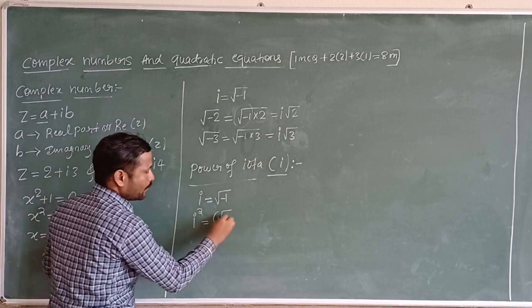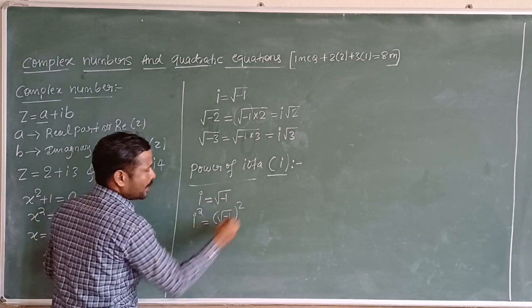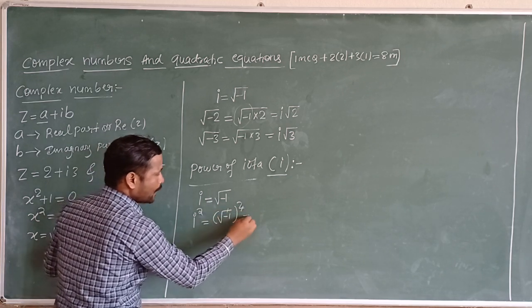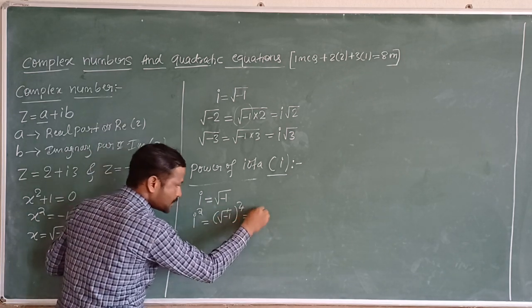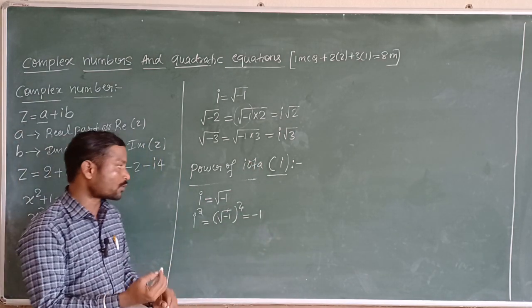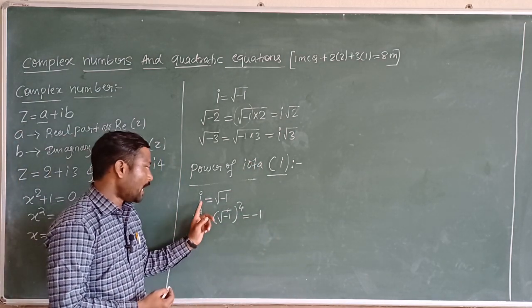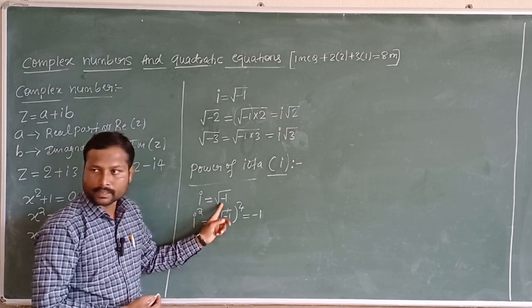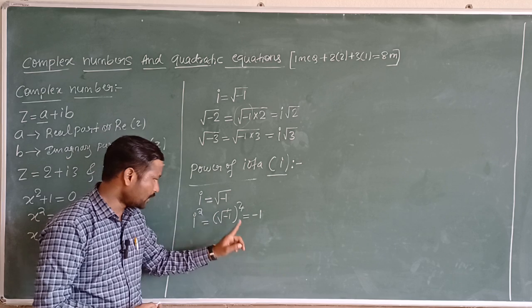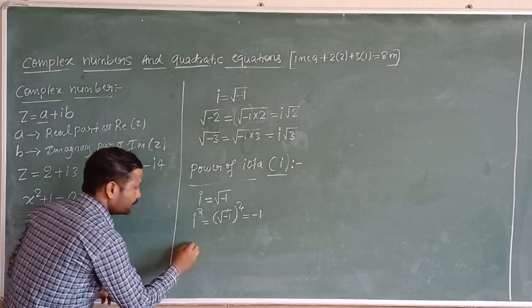That is the square root of what? -1 whole square. Correct? Cancel this one. Square root gets cancelled. Iota square value is what? -1. Check carefully which values and answers come. That is iota meaning square root of -1, iota square meaning -1. Take it, next is iota cube.